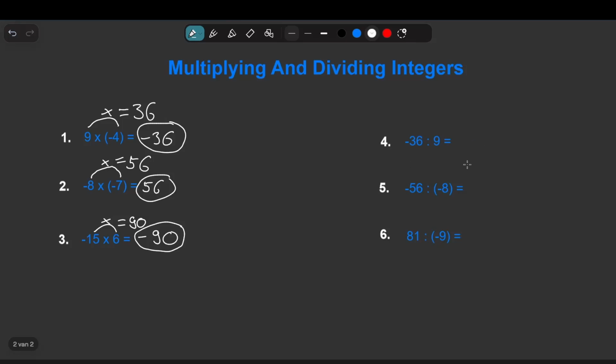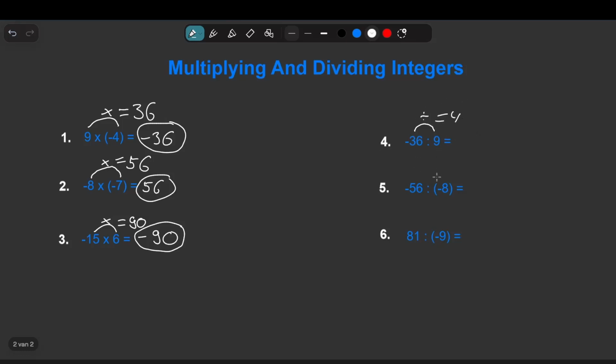Now let's move to division. So division is the exact same. We just change from multiplication to division. So let's do this. Our problem is negative 36 divided by 9. So let's just first divide these two and then look if it's a negative or a positive. So 36 divided by 9 is going to equal 4.